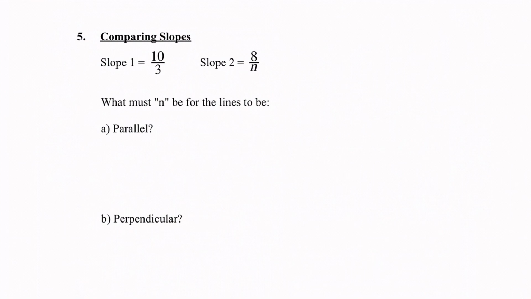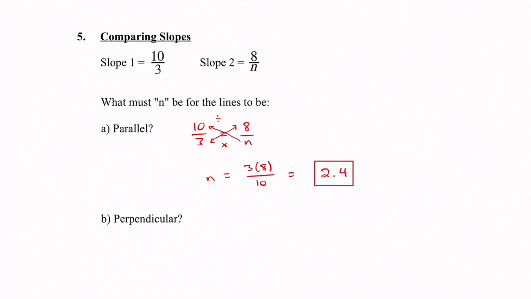So for parallel, if they're equal, I am going to set them equal. So 10 over 3 equals 8 over n. And to solve something like that, you might have seen something like this before. What you can do is cross multiply and divide. So I'll cross multiply these two and then divide by the one across from the n. So n is going to equal, the cross multiply was 3 times 8, and then divide by the one across from the n, that was 10. And when you calculate that, you're going to get 2.4.